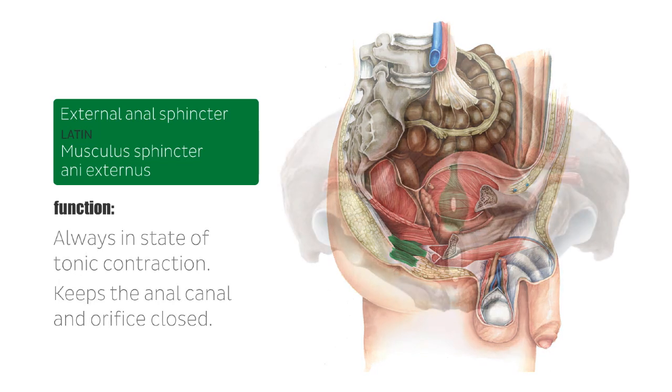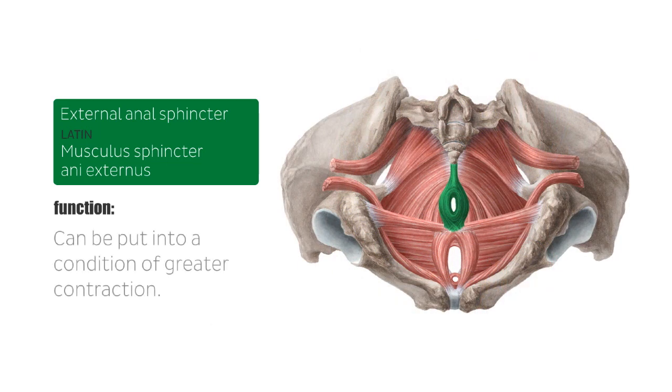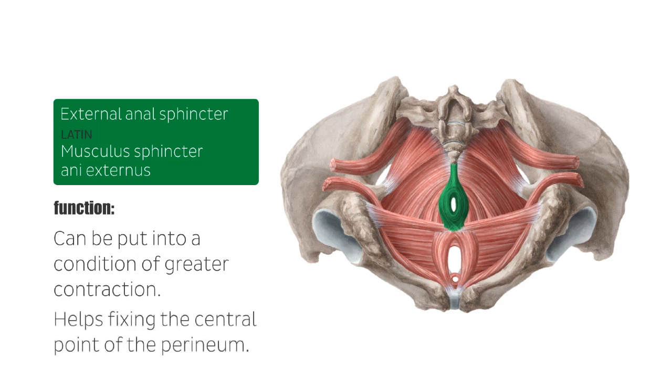But it can also be put into a condition of greater contraction voluntarily, so it can more firmly occlude the anal aperture. And due to its fixed point at the coccyx, it helps fixing the central point of the perineum so that the bulbocavernosus may act from this fixed point.